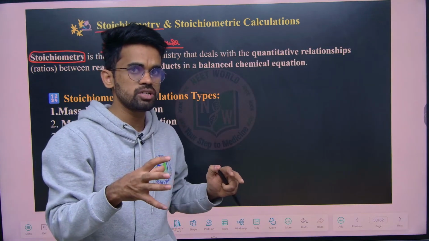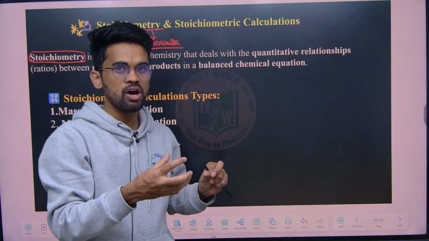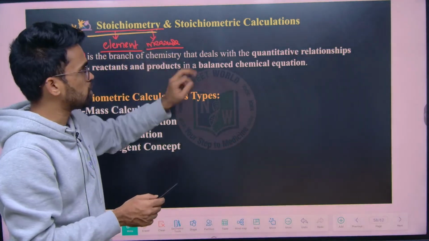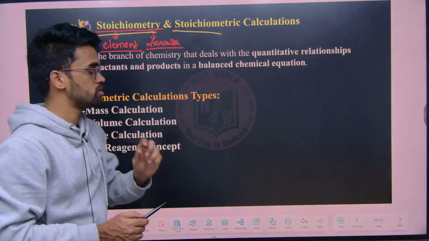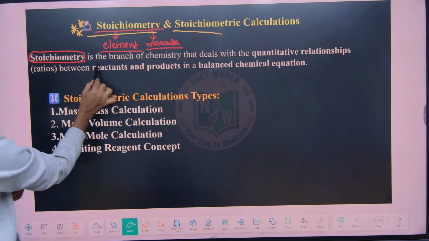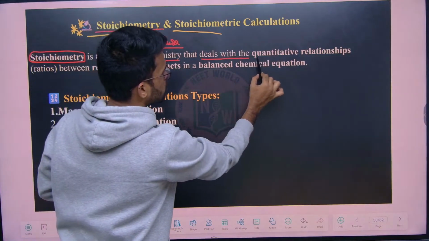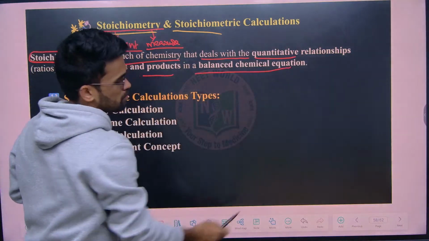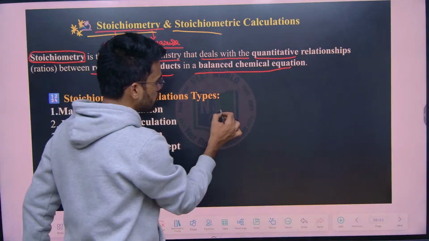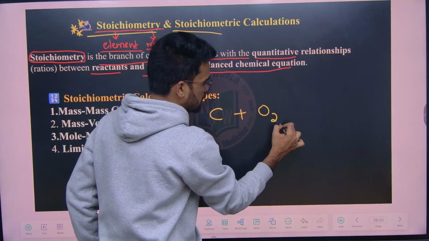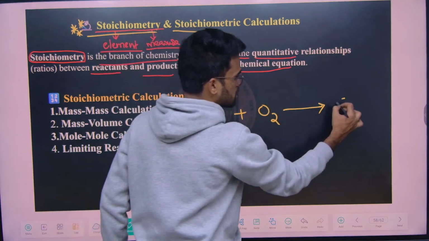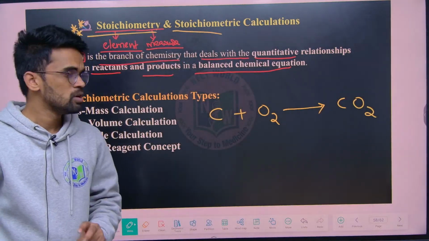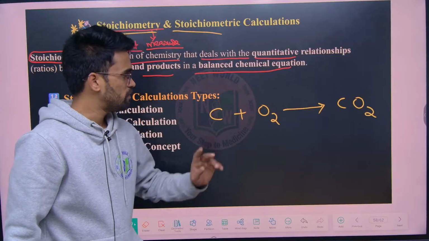During a transformation, how those elements are participating and how much quantity they are participating, that is what we are going to do in stoichiometry and stoichiometry calculations. Once again, read this. Stoichiometry is a branch of chemistry that deals with the quantitative relationships between reactants and products in a balanced chemical reaction. For example, carbon undergoes combustion and forms carbon dioxide. This is a simple reaction we know right now. So during this reaction, first balance the equation.